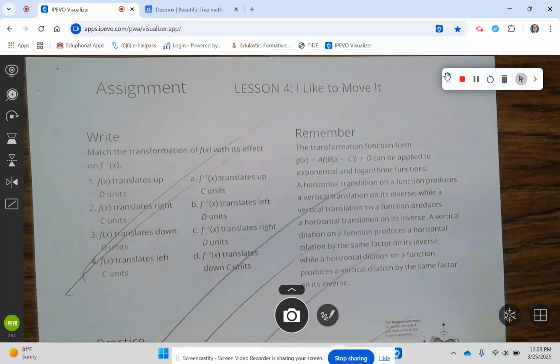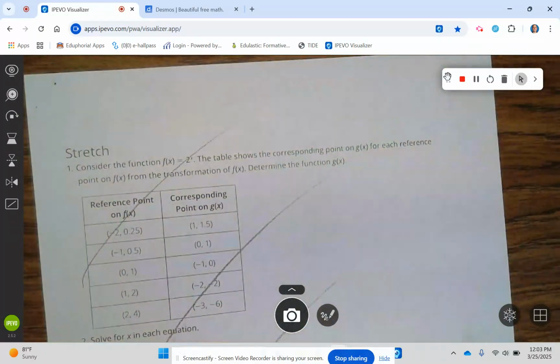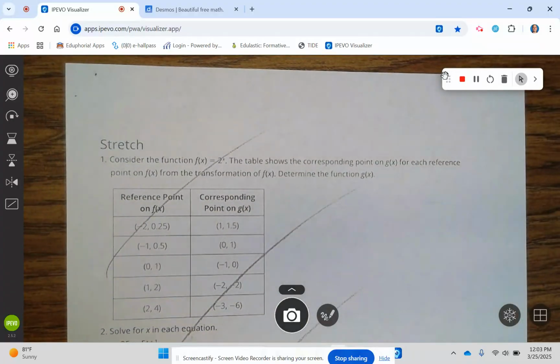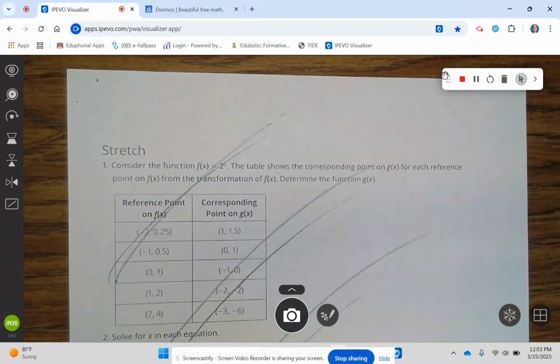Go ahead and mark this page out. Go ahead and mark this page out. Finish up your notes, start working on an assignment, and have a wonderful Wildcat day.